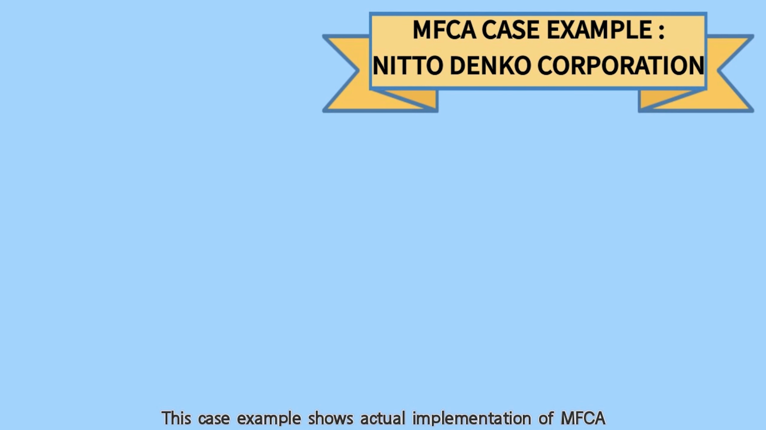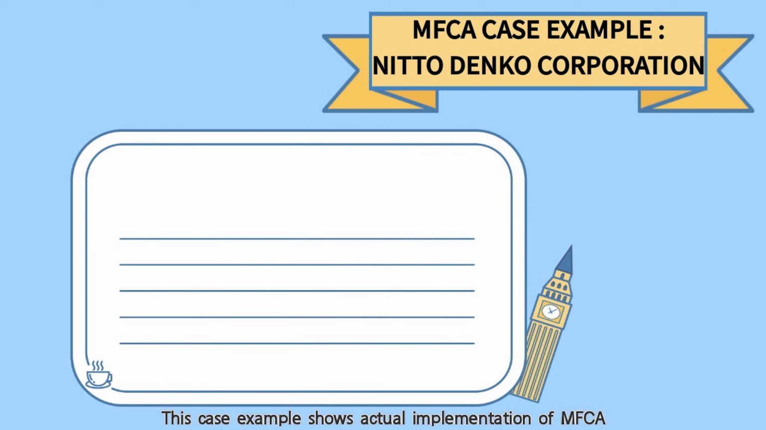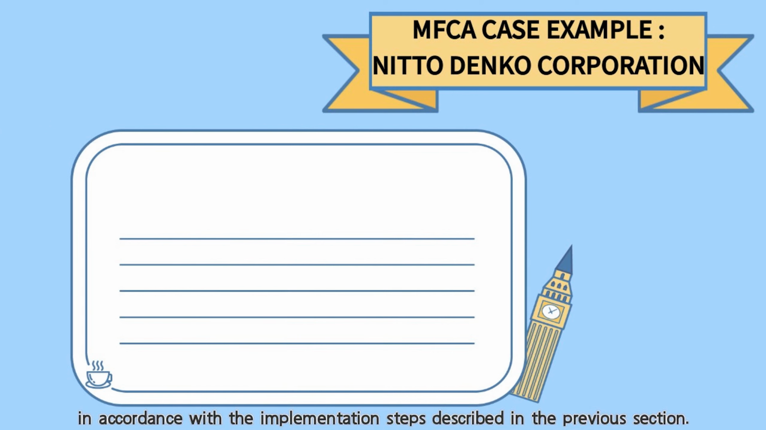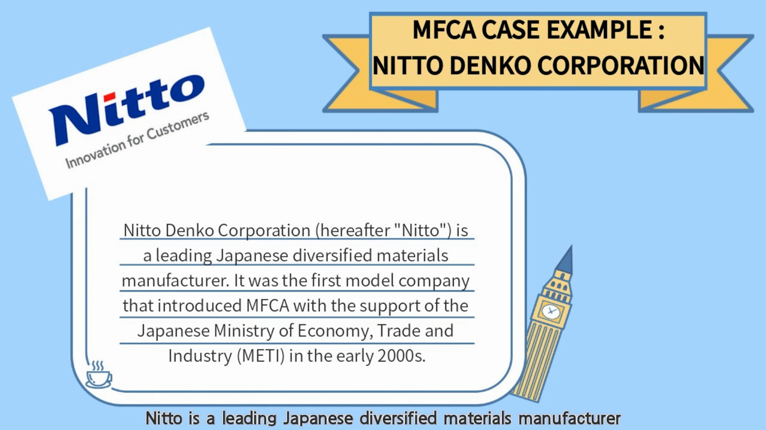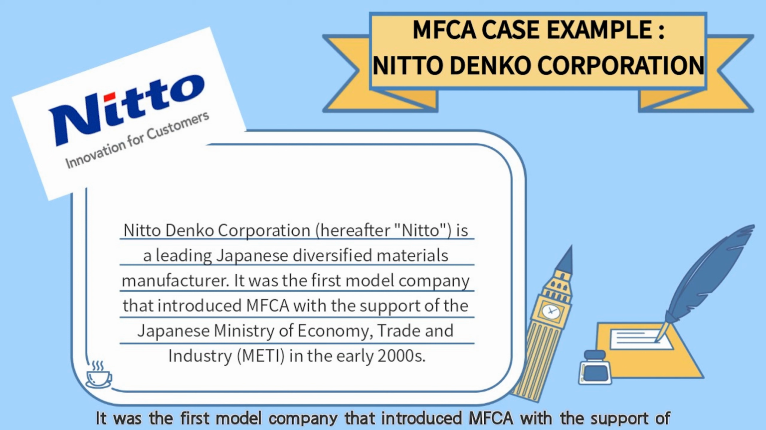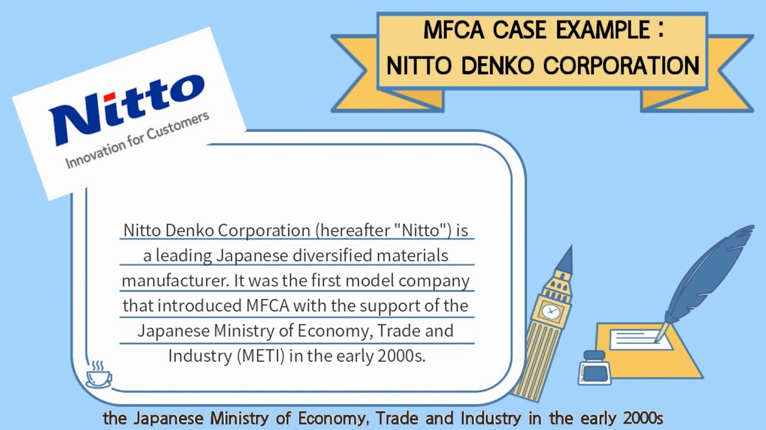This case example shows actual implementation of material flow cost accounting in accordance with the implementation steps described in the previous section. Nitto Denko Corporation is a leading Japanese diversified materials manufacturer. It was the first model company that introduced material flow cost accounting with the support of the Japanese Ministry of Economy, Trade and Industry in the early 2000s.